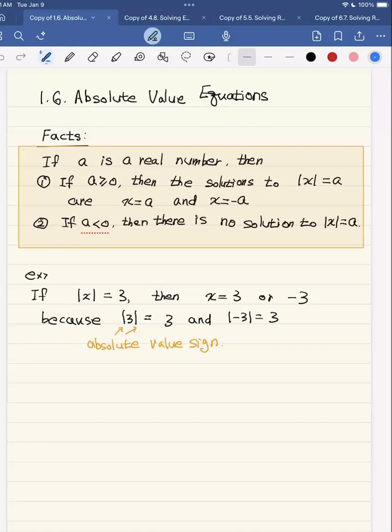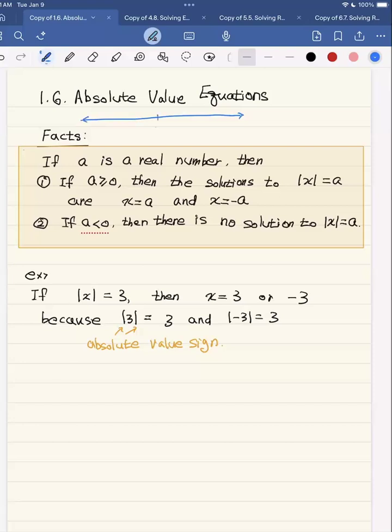In this section, we want to learn about absolute value equations. Before we start, let's talk about what absolute values are. The absolute value of a number is the distance between 0 and that number.